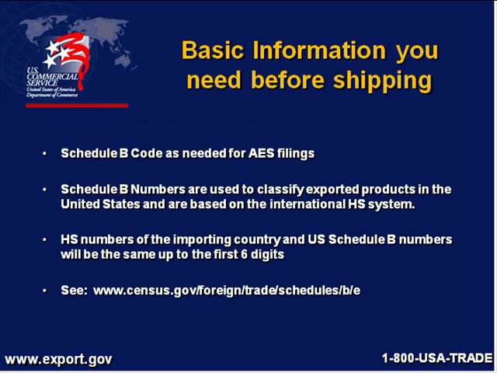Okay, you just heard me mention the Schedule B code is needed for AES filings. The Schedule B code is still like a classification code. In most cases, they're the same as your HTS codes, but there are some differences. So you have to make sure you know you have to have your HTS code and your Schedule B. But again, the Schedule B could look exactly identical to your HTS code, but there could be some differences. The Schedule B numbers are used to classify exported products in the United States and are based on the International HS system. Again, you can find these on the website that's provided at the bottom of this page.